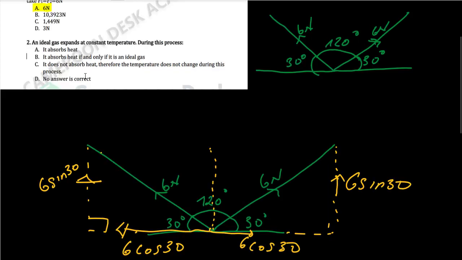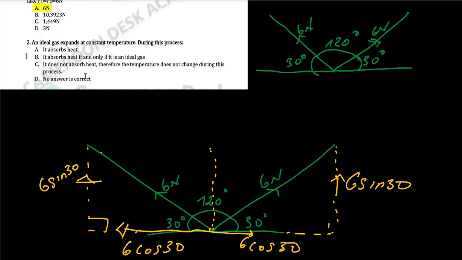Question number 2. An ideal gas at constant temperature expands during this process. During this process, A, it absorbs heat; B, it absorbs heat if and only if it is an ideal gas; C, it does not absorb heat, therefore the temperature does not change during the process; D, no answer is correct. So the correct option here is option A, it absorbs heat.